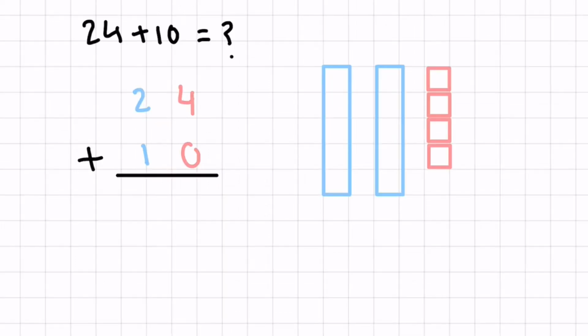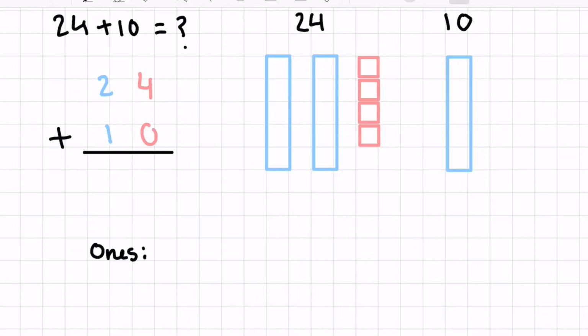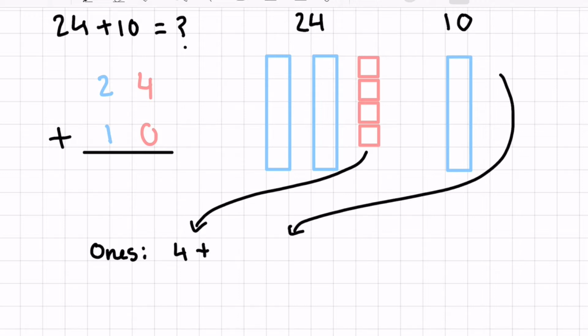The next question is 24 plus 10. Let's also write this down vertically. 24 has 2 tens and 4 ones. 10 is just 1 ten. Let's first add the ones. We have 4 from 24 plus nothing from 10. So 4 plus 0 is 4. Let's write that down.